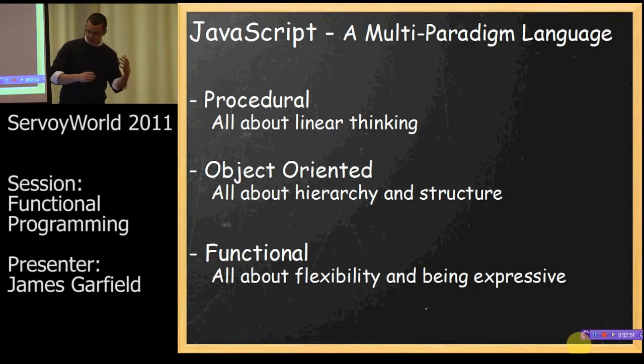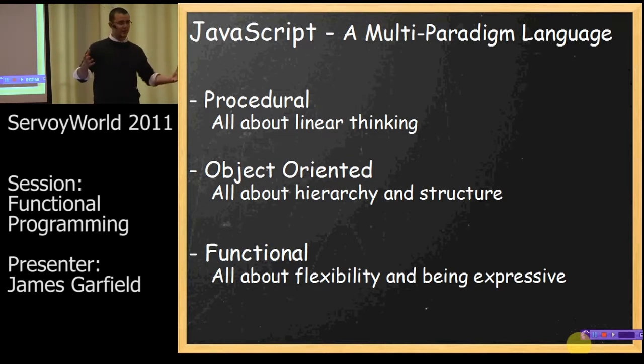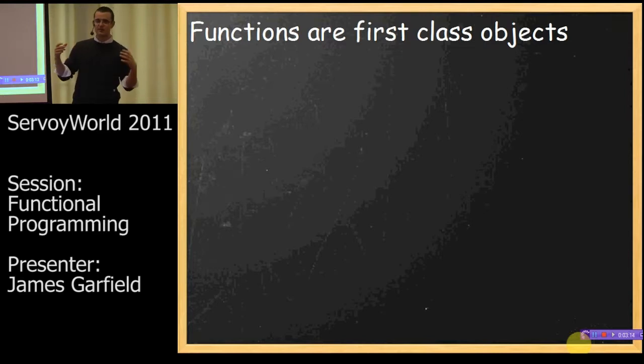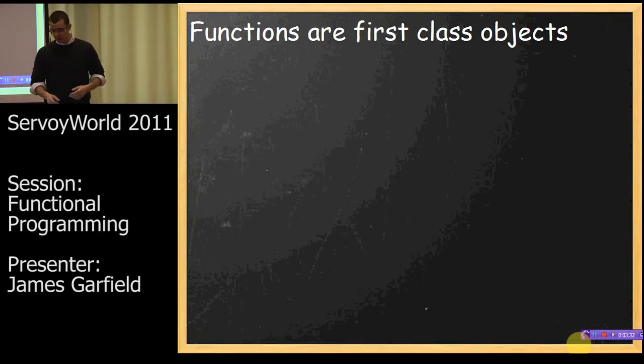But JavaScript also does functional. And I like to think of functional programming as being about being expressive and being flexible about how things work and how you want things to go in your code. And what functional means? One of the main things in functional programming is that functions are first-class objects. And what that means is you can do the same things with functions that you can with any other data type, like a string or a number or any other kind of object. They are objects just like anything else, and you can treat them as such.